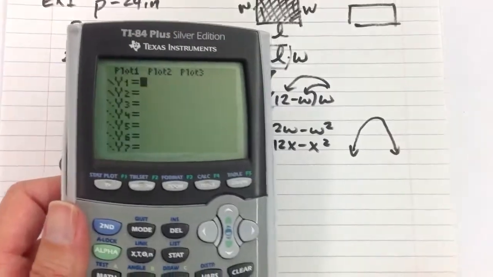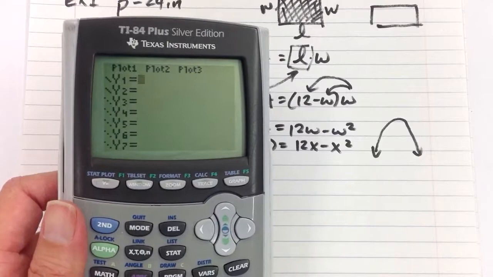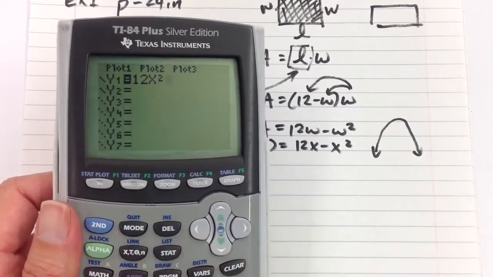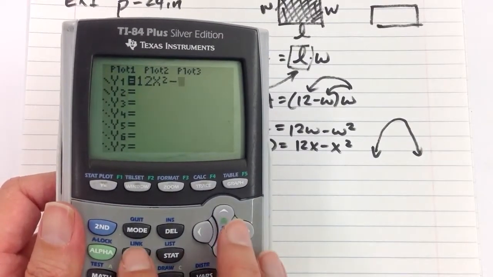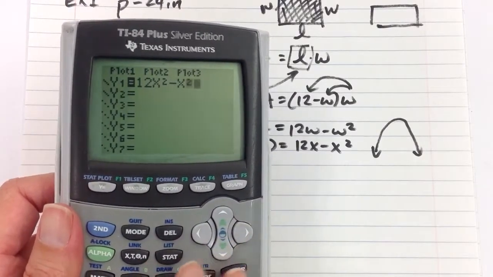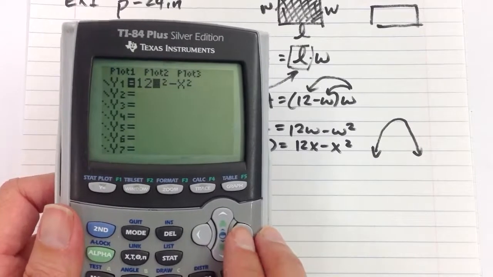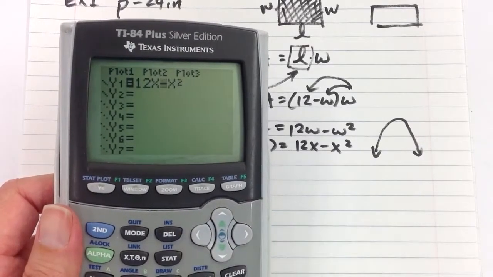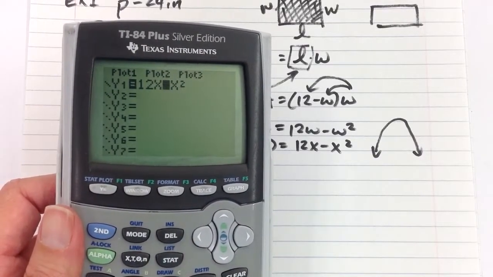Our equation is 12x squared minus x. I'm sorry, just 12x minus x squared. Got those backwards. So 12x, delete that squared. 12x minus x squared. Okay, that was our equation.